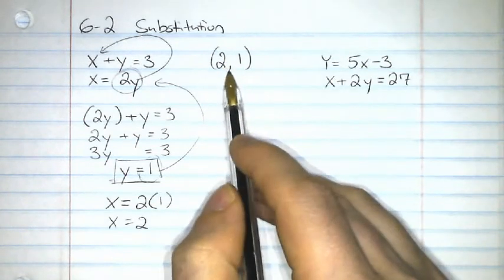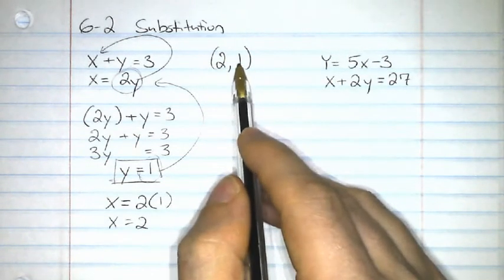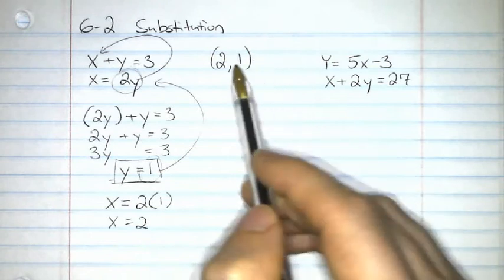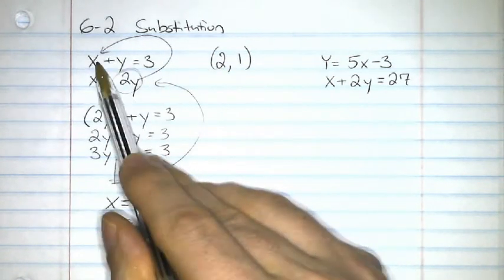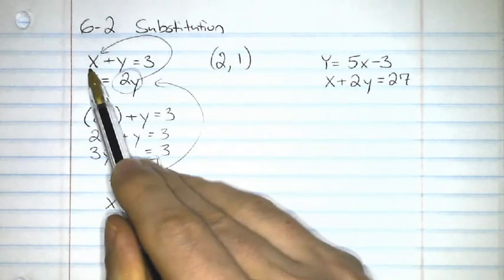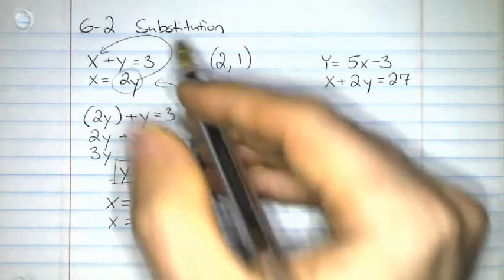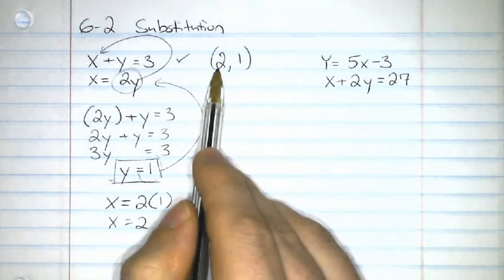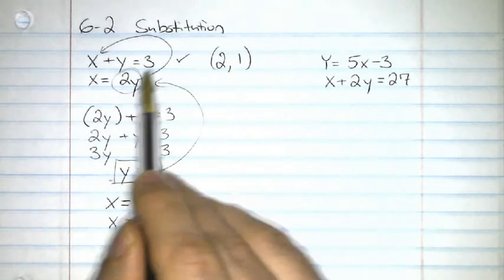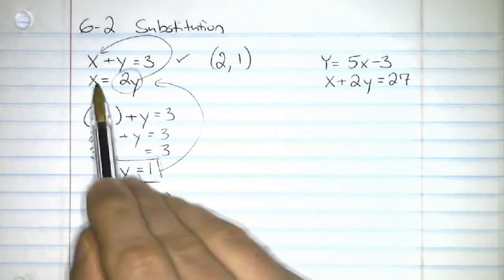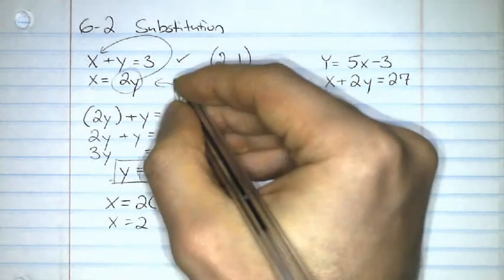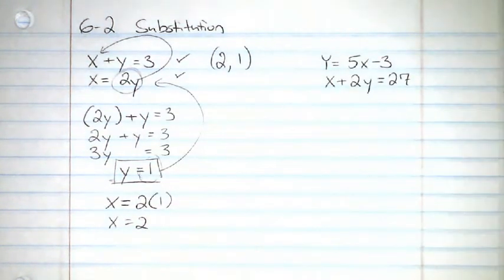Now if I wanted to check this, I could substitute these values into either of these equations. For example, 2 for x, 1 for y. This would make this 2 plus 1, which does equal 3, so it checks. Here, 2 for x, 1 for y. 1 times 2 is 2. That equals 2, so it checks.